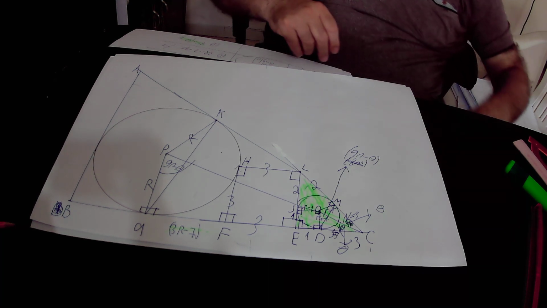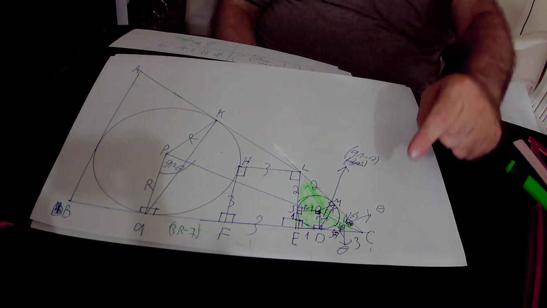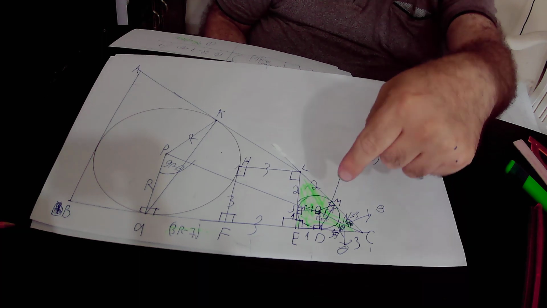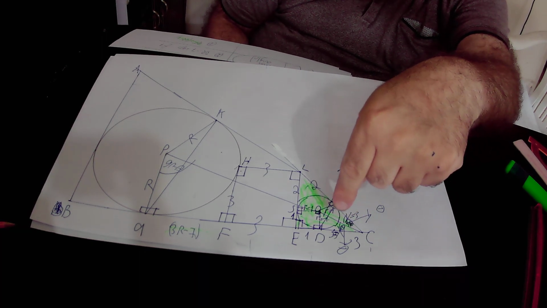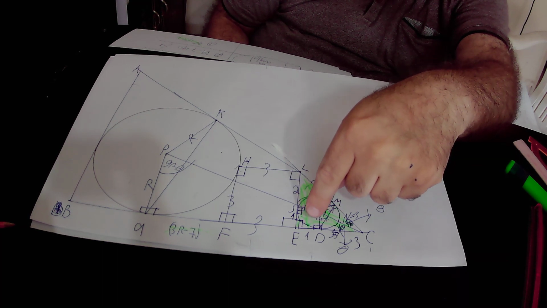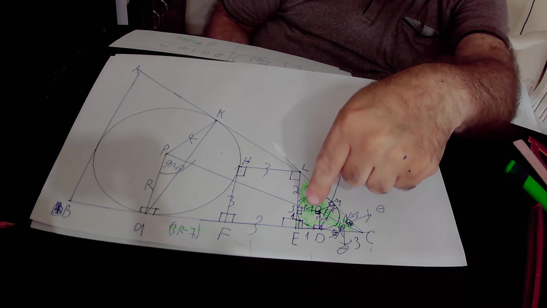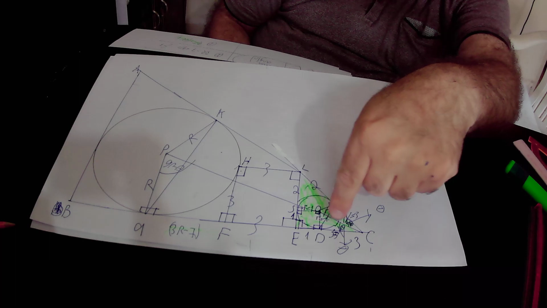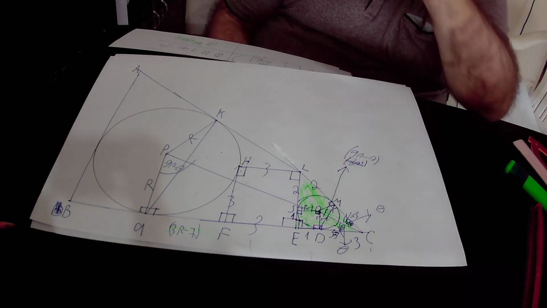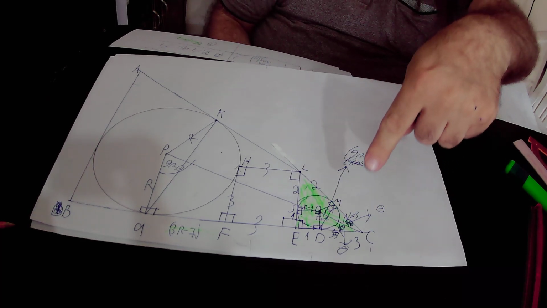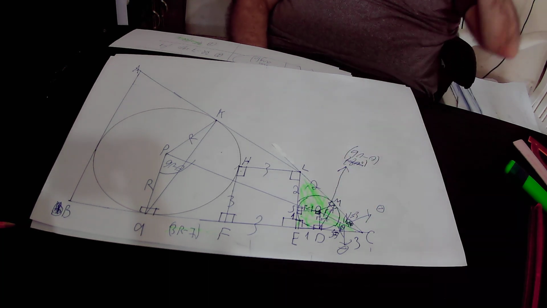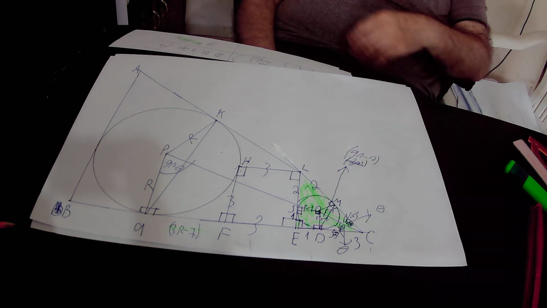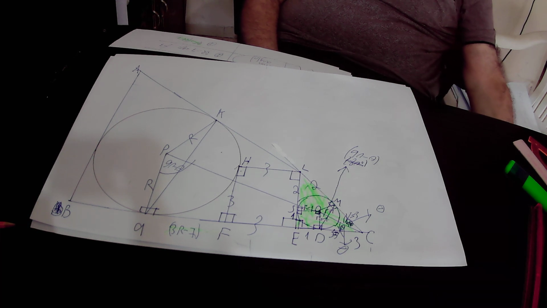Then we focus on triangle ODC, the small green right triangle. This angle equals theta. This angle equals 90 degrees. So the third angle must be equal to 90 degrees minus theta. Why? Because 90 degrees minus theta plus theta is 90 degrees, and 90 degrees plus 90 degrees is 180 degrees. That is the sum of the angles in any triangle.